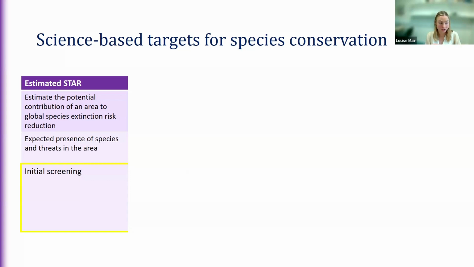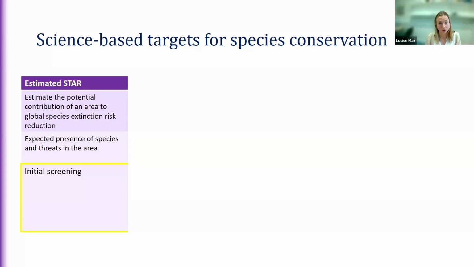What we imagine those uses to be at that initial stage, so my yellow highlighted box at the bottom, you might, for example, use estimated STAR if you were going to carry out some initial screening across a portfolio of sites. Those initial estimated STAR scores would tell you where you would expect sites to have the most species at the greatest risk of extinction, and therefore the greatest potential to contribute to species extinction risk reduction. So if you were choosing between tens or hundreds of sites where you might want to start to focus, you could use estimated STAR for that screening.